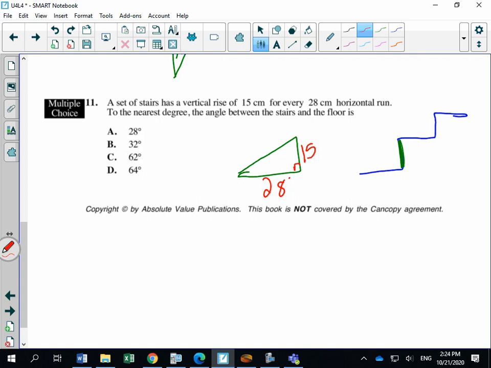This would be our 90-degree stair. And then the angle between the stair and the floor would be this angle here. Okay, so that's the floor that you step on. And then this would be the angle between the floor and the stair. And you have enough information to finish off this work.